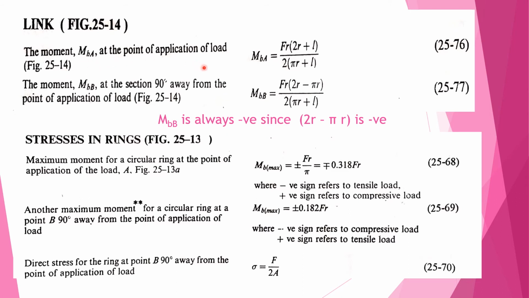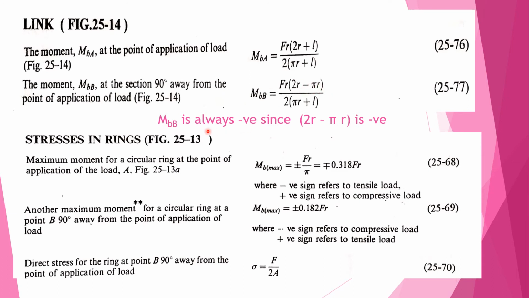So for the link he has given the bending moment equations. MB at A, at the point of application of load, what is the bending moment? MBA is FR into 2R plus L by 2 into pi R plus L, equation 2576. And section BB, 90 degrees away from the point of application of load: FR into 2R minus pi R by 2 into pi R plus L. Please see the bracket value 2R minus pi R. R is common outside. 2 minus pi is minus 1.14.